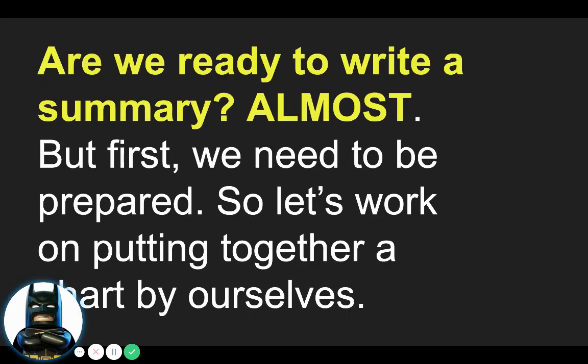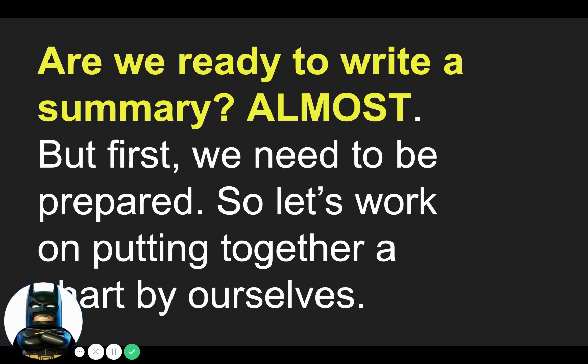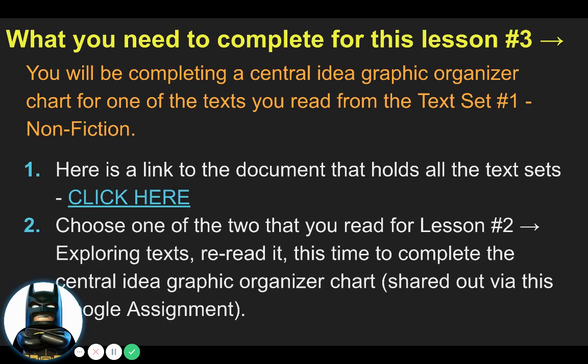All right, so again, we're not going to write the summary right now. What you guys are going to do is take the next step to get to the summary, which is you're going to complete your own central idea graphic organizer for one of the texts that you read at the beginning of this week. So one of those ones from text set number 1 that you filled out the chart for, you reacted to, you wrote about whether or not you liked it, what was interesting, et cetera, et cetera. So you're going to go back and fill in a central idea graphic organizer for that, or for one of the ones that you read.